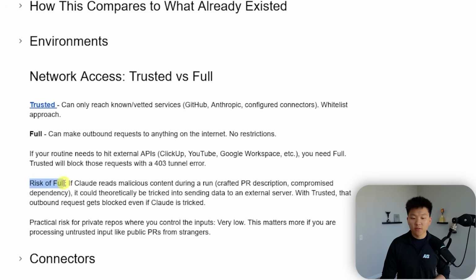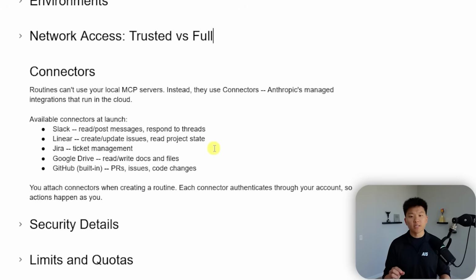So what is the risk of going on full? Well, if Claude reads malicious content during a run, then it theoretically could be tricked into sending data to an external server. And with trusted, that outbound request would get blocked. Now, practical risk for private repos where you control the inputs is very low, but I definitely just wanted to at least acknowledge that. So connectors, this is different than just adding your API key. This is more like the connectors you would add to your actual Claude chat or Claude Cowork, where you would OAuth into Slack or ClickUp or stuff like that.